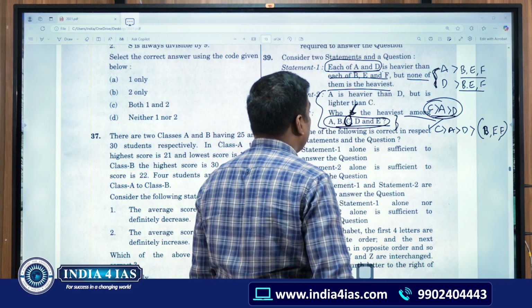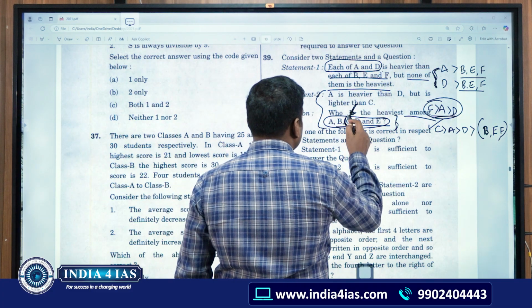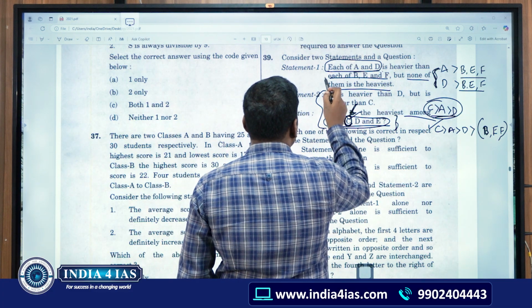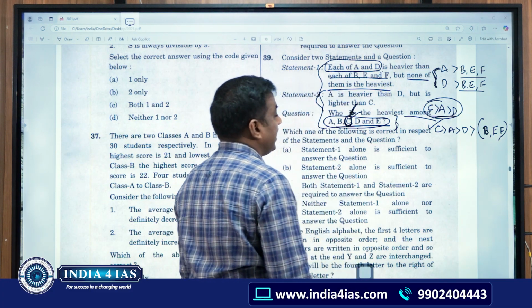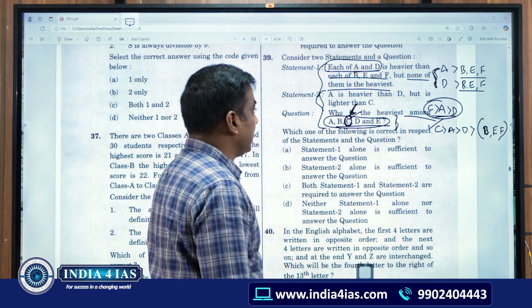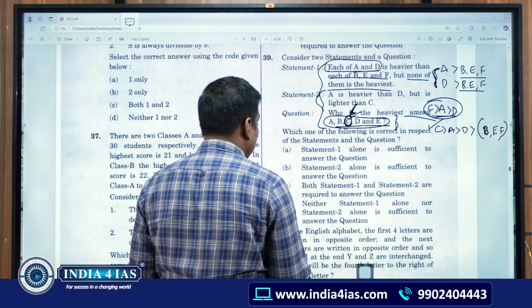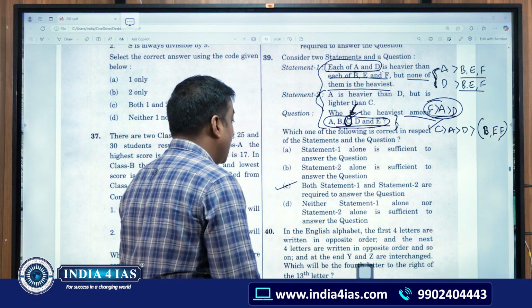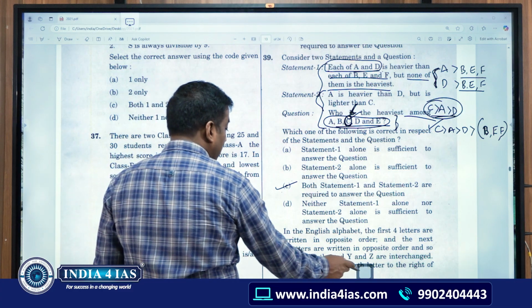Now they are asking who is the heaviest? C is the heaviest only by combining both the statements. Only by combining both statements we can answer. So both statement 1 and 2 are required to answer the question.